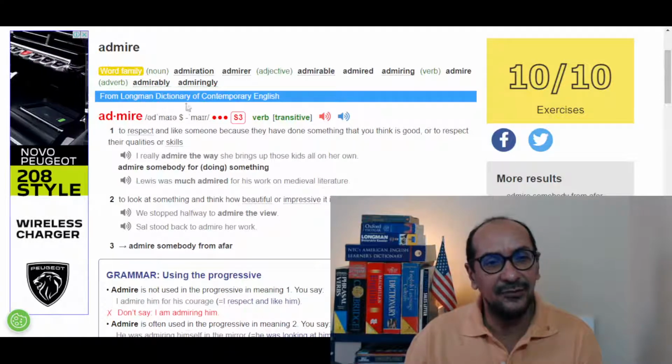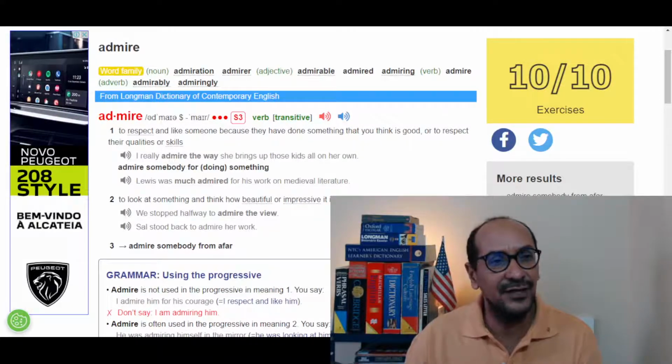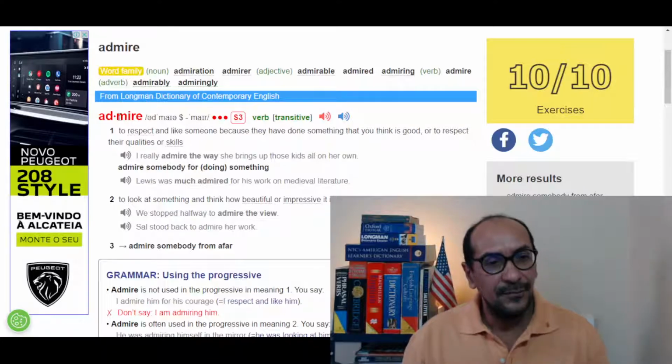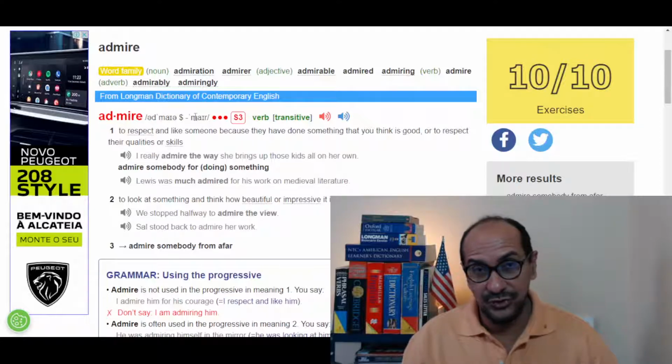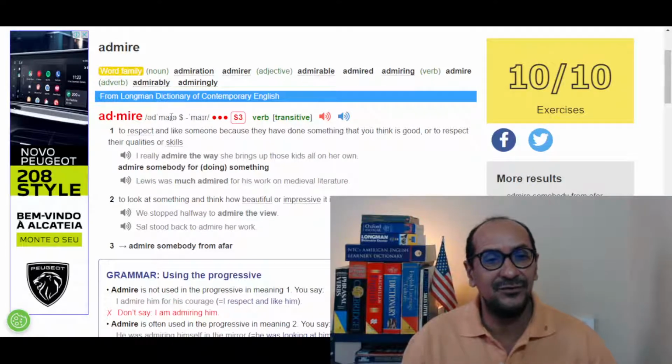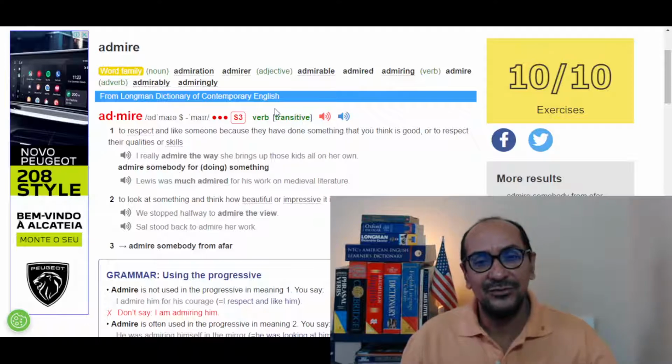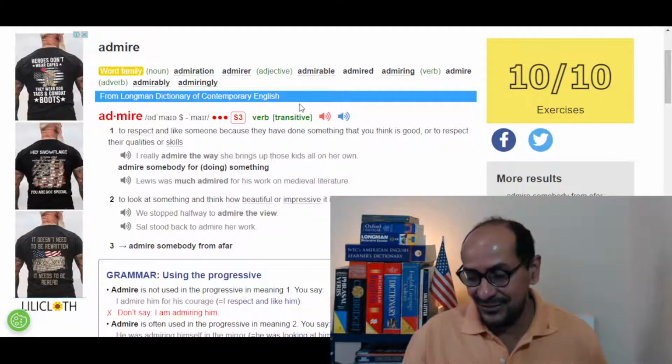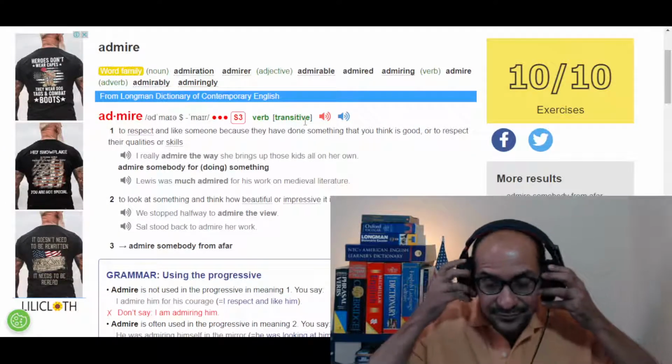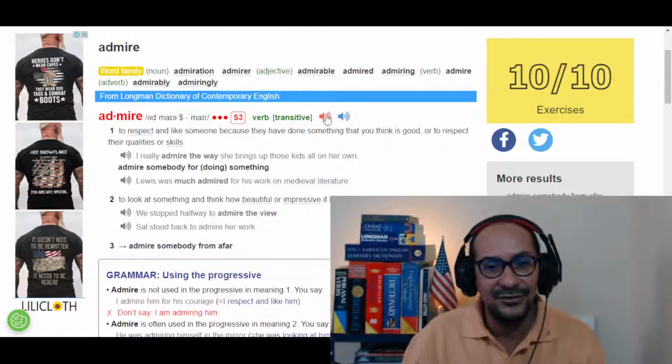Remember that this is the Longman Dictionary of Contemporary English. You have the link here, in case you want to see it. Well, you have here the word, the way you pronounce it using those symbols. That is not so easy for people to realize. And then you have here admire, and it's a verb. It's a transitive verb. I'm gonna do something a little bit different today, so let me just show you the way you're going to listen to it.